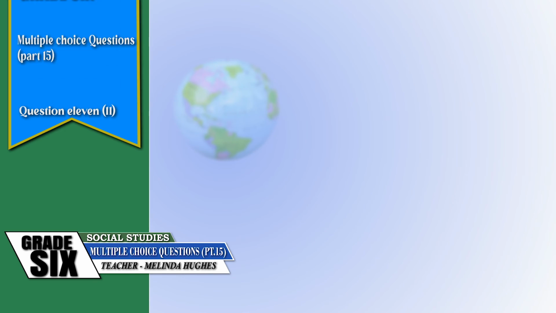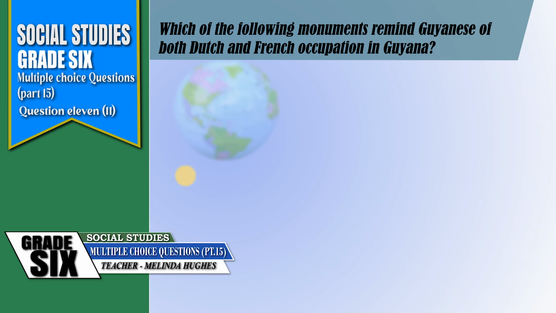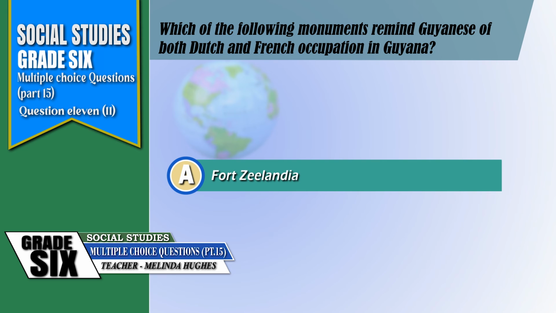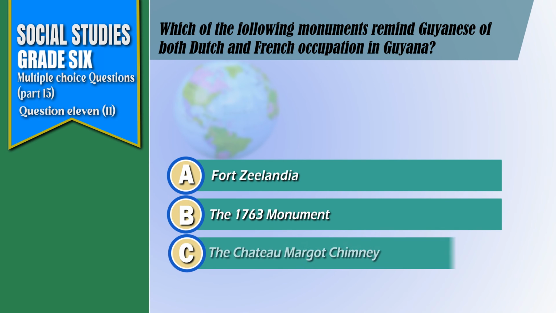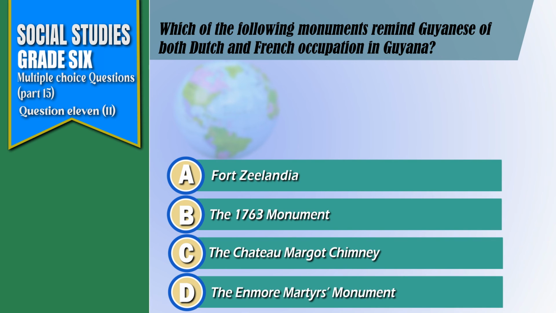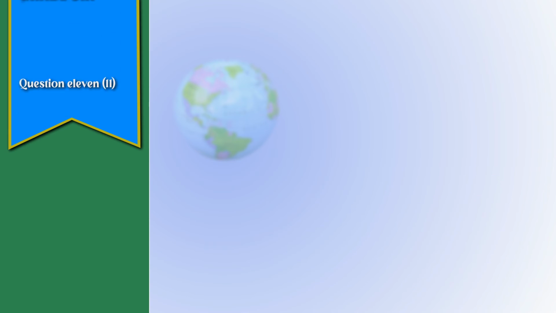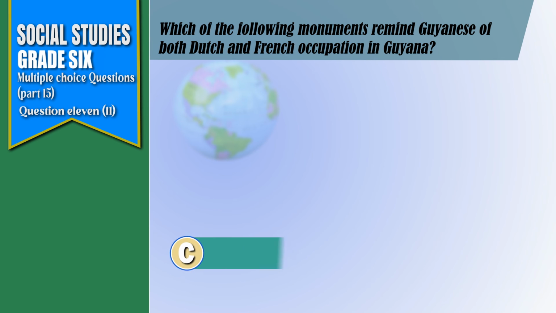Which of the following monuments reminds Guyanese of both Dutch and French occupation in Guyana? A. Fort Zeelandia. B. The 1763 monument. C. The Chatumargo chimney. Or D. The Enmore Martyrs monument. The answer to question 11 is C.